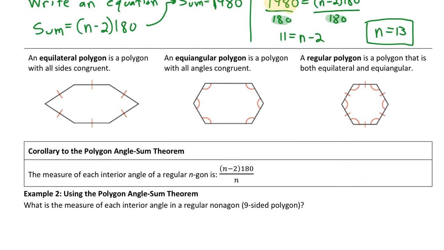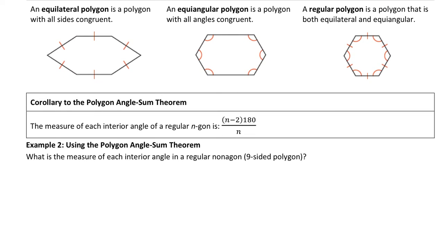So just a quick recap. We've talked about this before, but an equilateral polygon, not triangle, equilateral polygon, all of its sides are congruent. In an equiangular polygon, all angles are congruent. In a regular polygon, all angles and all sides are congruent, so it's equiangular and equilateral, meaning all of the angles are the same measure, all of the sides are the same length.